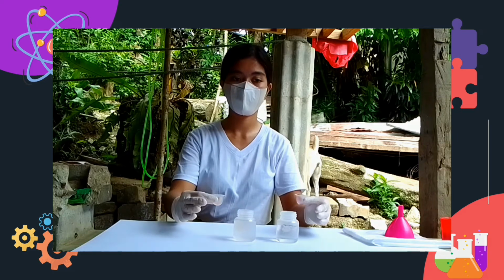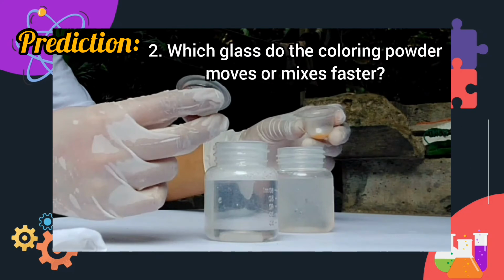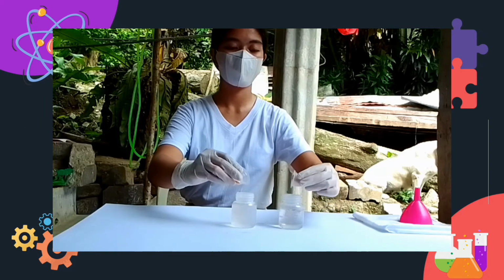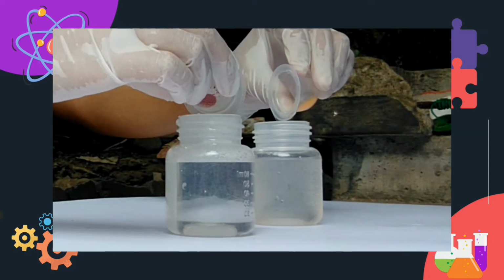Now let's make a prediction. What might be different about the way the coloring dye powder moves through the cold water and the hot water? In which glass does the coloring powder move or mix faster? Now let's observe what will happen to the coloring dye powder. Look closely.